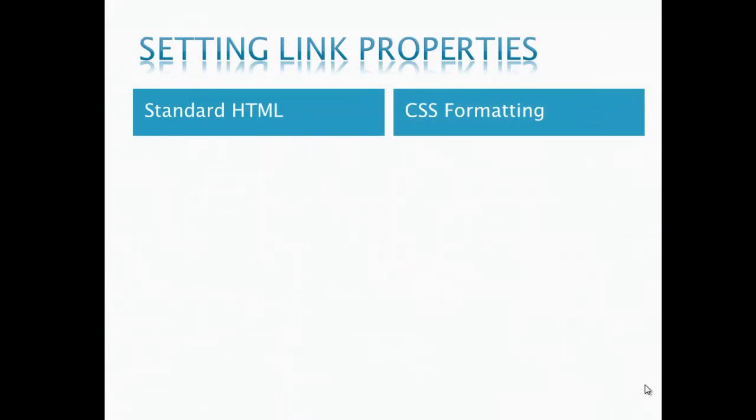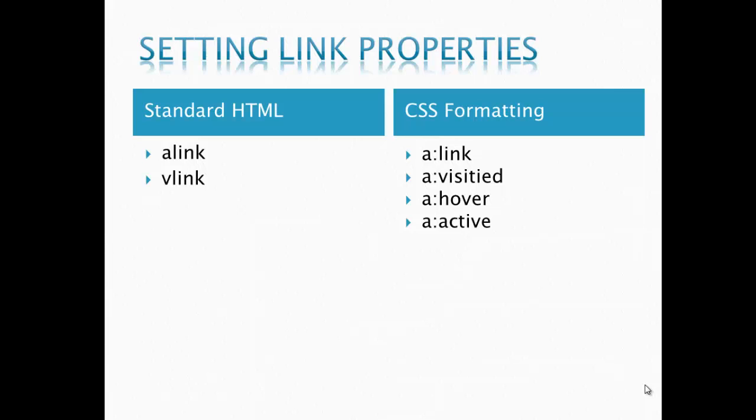Setting link properties. You can change link colors using A-link, V-link, and other attributes in standard HTML. With CSS formatting, you can take this a step further, and you can have your links show that a link has not been visited, once it has been clicked. You can change the view of the link if your mouse hovers over it. You can also change the way the link looks once the user has clicked on it.